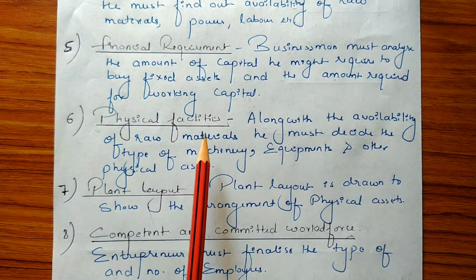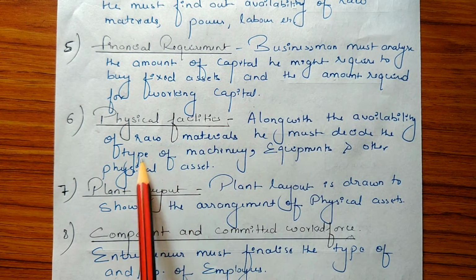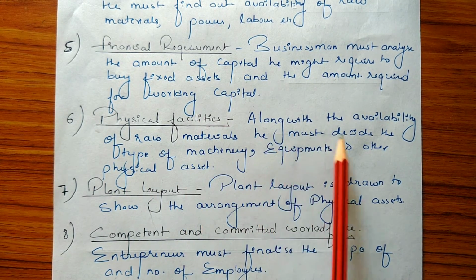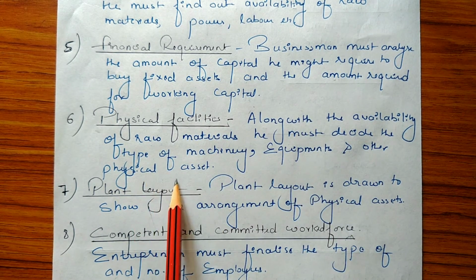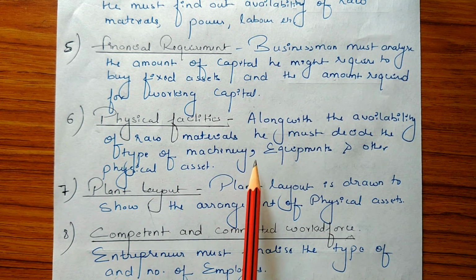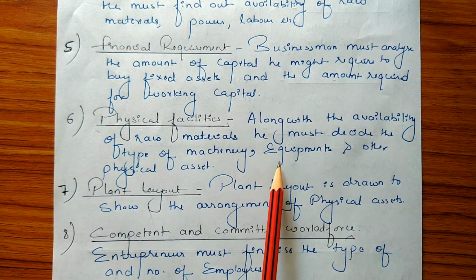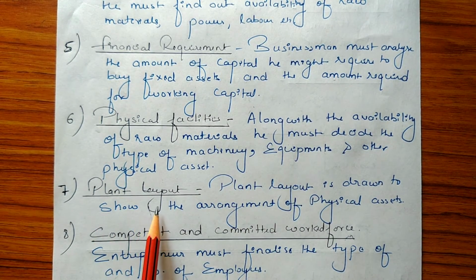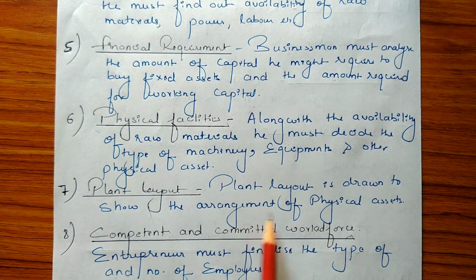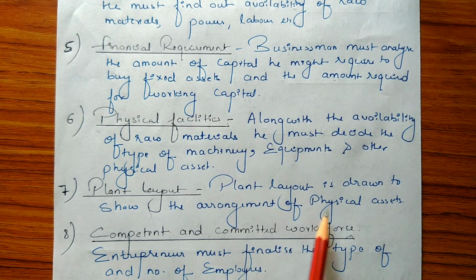Next is physical facilities, which means along with the availability of raw materials, the businessman must decide the type of machinery, equipment and other physical assets which are required. And this decision depends upon the size, scale and type of business activities he wants to carry on. Next factor is plant layout. So once the requirement of physical facilities has been determined, the entrepreneur should draw a plant layout showing the arrangement of these facilities. Layout means the physical arrangement of machines and equipment needed to manufacture a product.